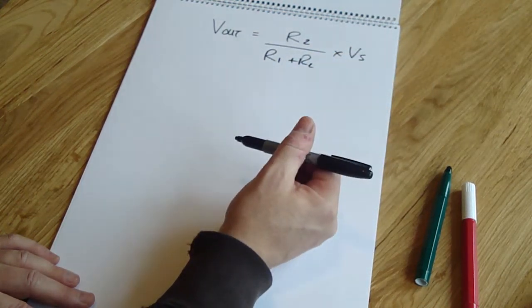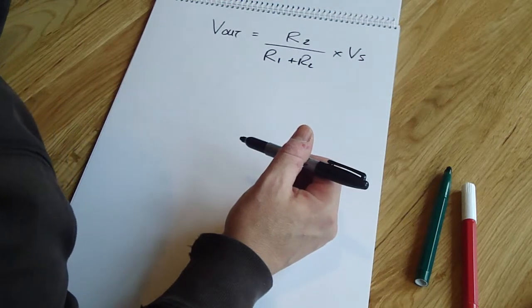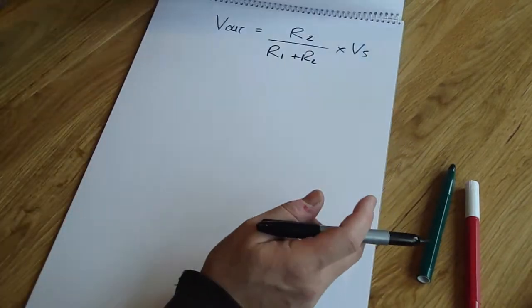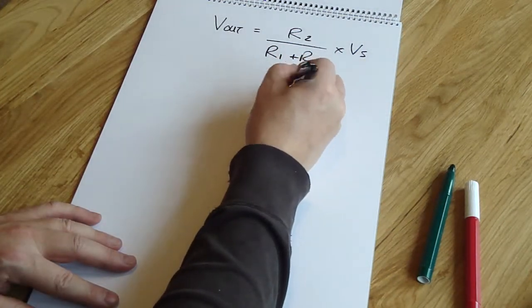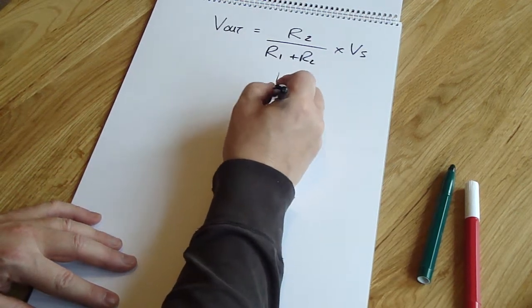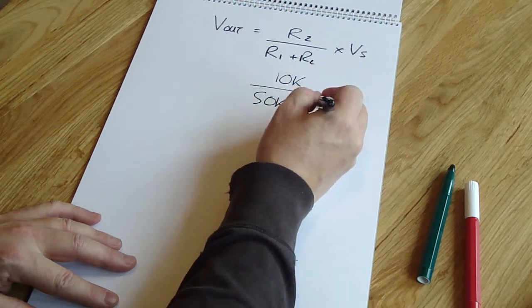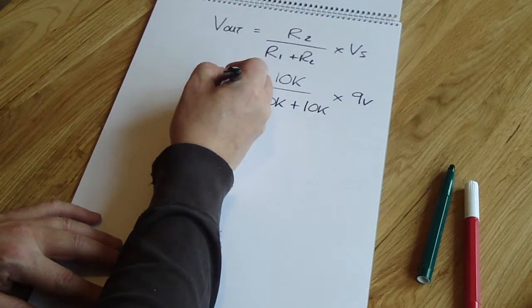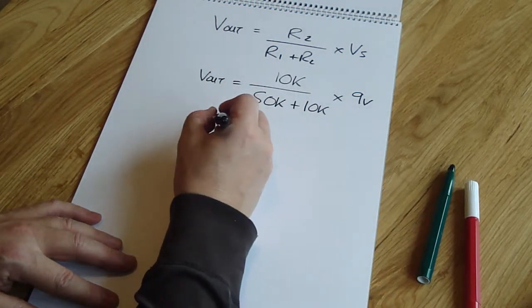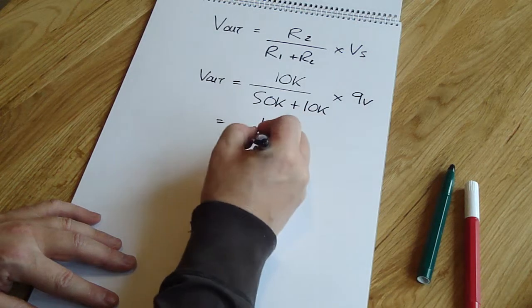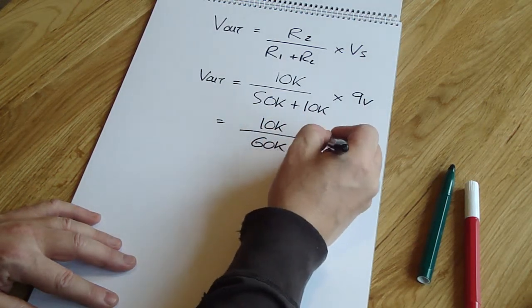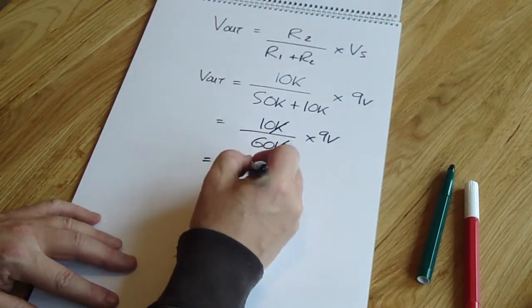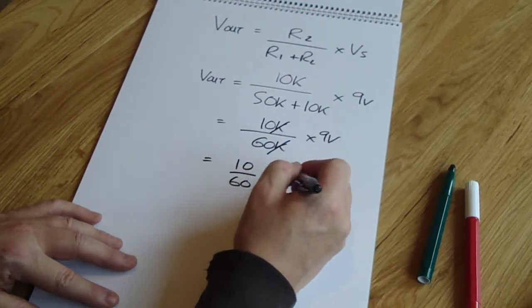Now for that circuit that we've just had, we go back: R2 is 10k and R1 is 50k. So it's 10k over 50k plus 10k, times the 9 volt supply. That's Vout. We're looking for a voltage, remember. So we can now simplify that. It's 10k divided by 60k times 9 volts. Well, the k's can cancel, so we've got 10 divided by 60 times 9.